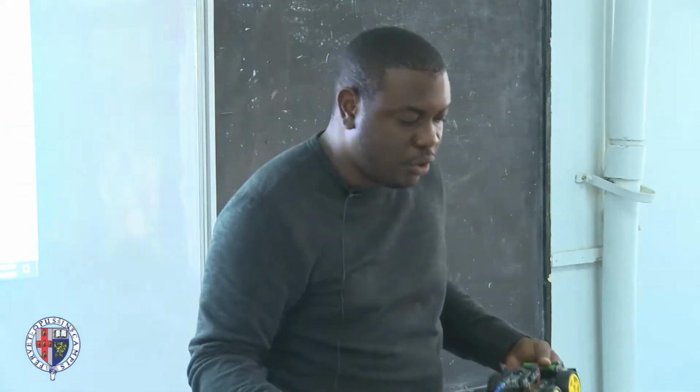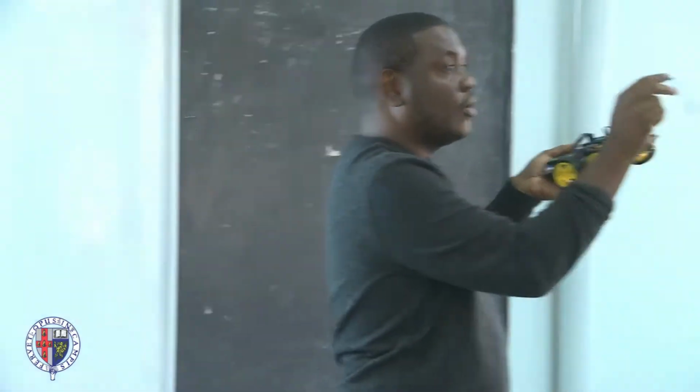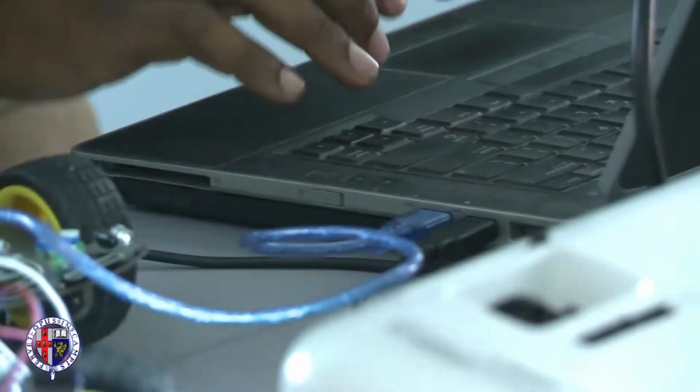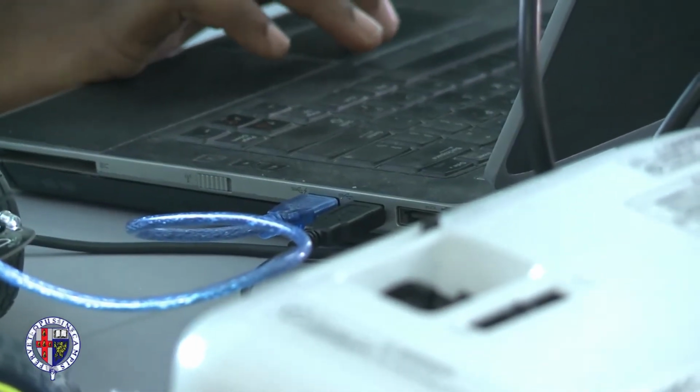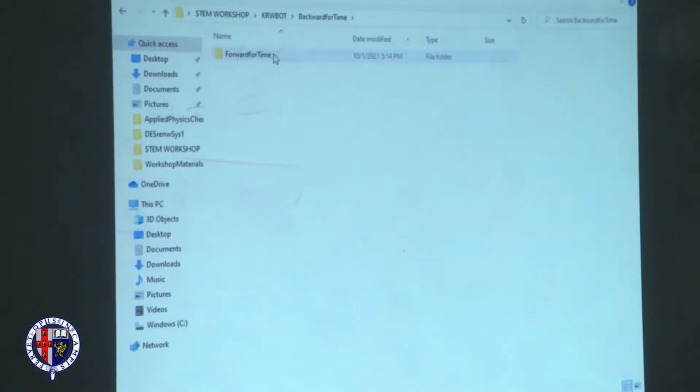So let me just download one of those programs. It's easy. This is where the blue card goes. This goes to the computer, and then it's USB. You hear that sound? That tells me that I'm connected to the port. So what I'm going to do is make it move at a constant speed.